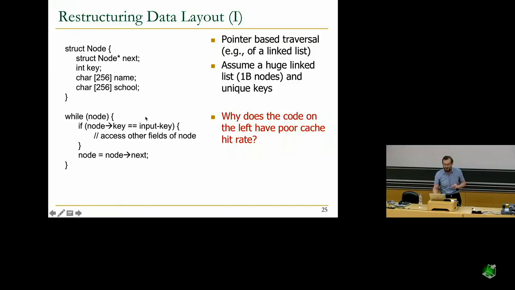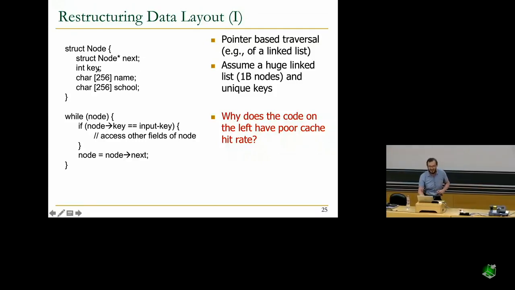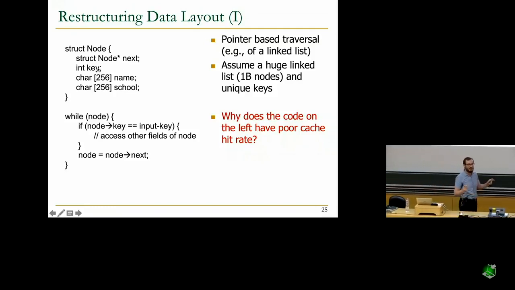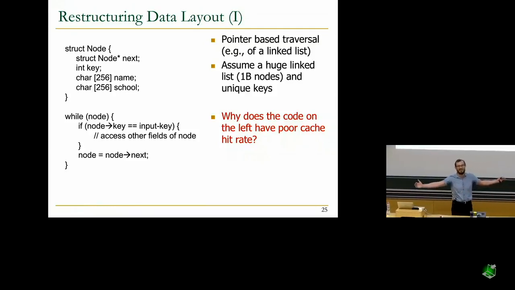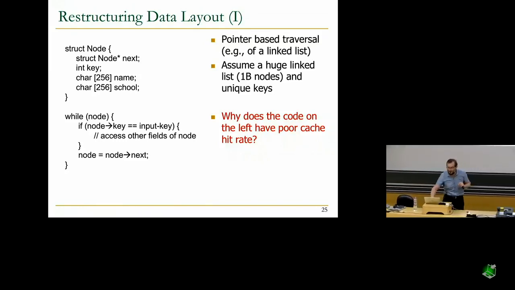and if your key doesn't match, you're not going to touch the rest of the cache line, because the rest of the cache line contains name and school, and you're not going to access those if the key doesn't match. And you go to the next node. You do the same thing for the next node. If the key doesn't match, you brought the entire cache line just to touch this next pointer and the key. And you keep doing this, and assuming you have unique keys and a huge linked list, you'd be wasting a lot of cache space, because every access, you're using only the next pointer and the key, right? And everything else is useless.